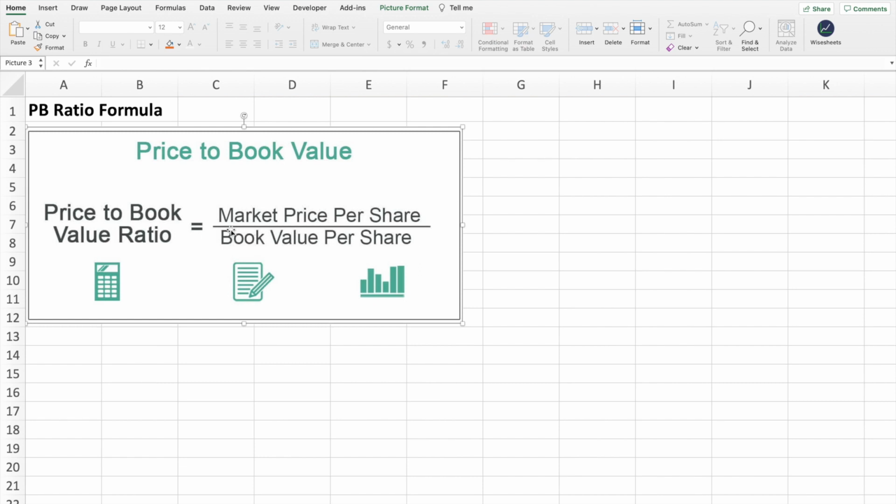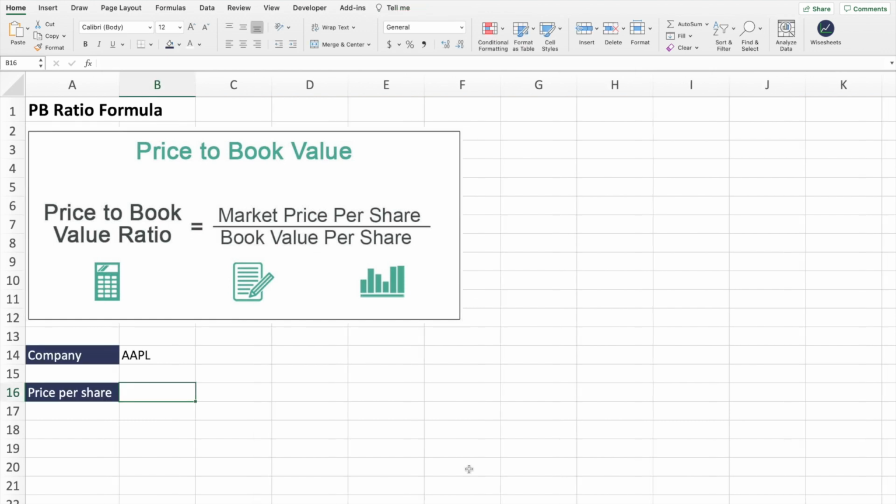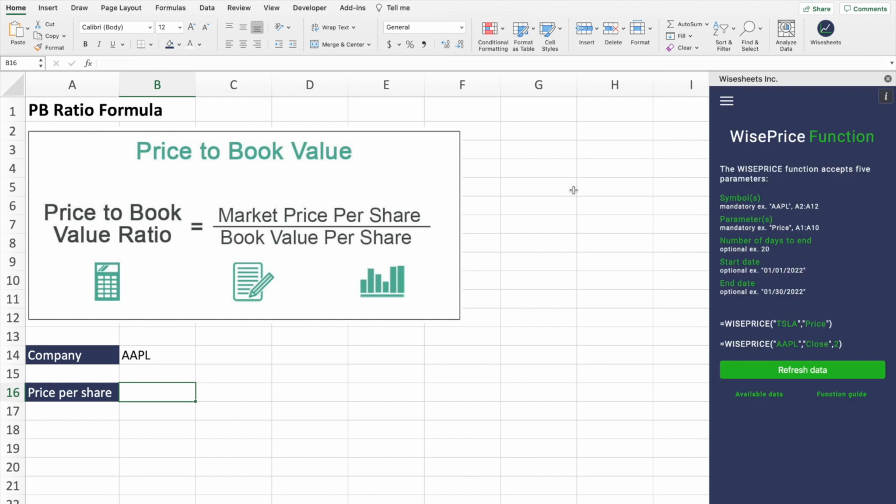So don't worry, I'm gonna walk you step by step through the calculation using Apple as an example. So the first thing that we're gonna do is to get the company's price per share. In order to get this value directly on our spreadsheet, I'm gonna be using Y-sheets. We have tutorials on our channel that you can check out, but in this case, it's gonna be very simple.